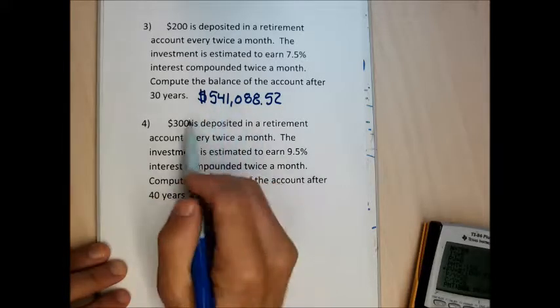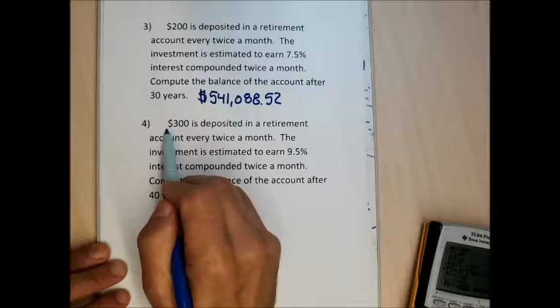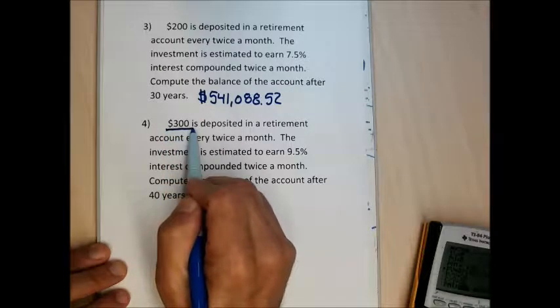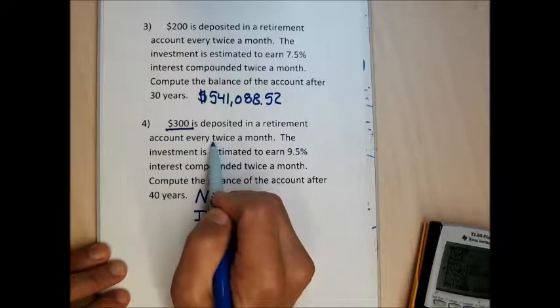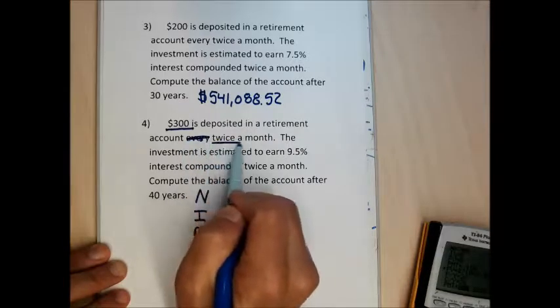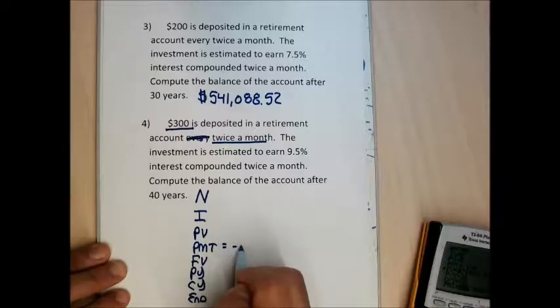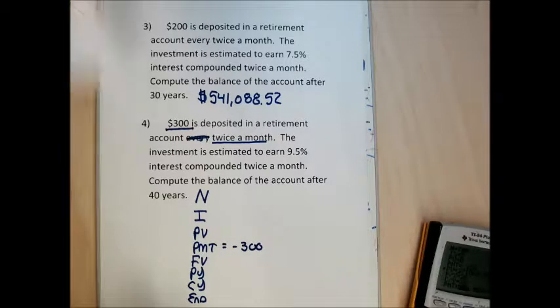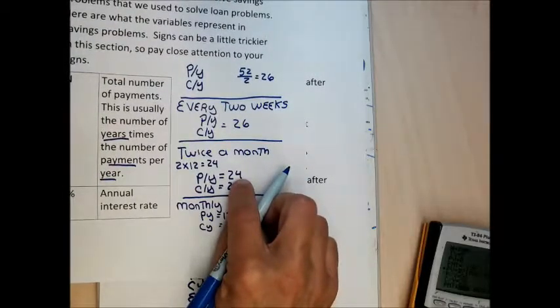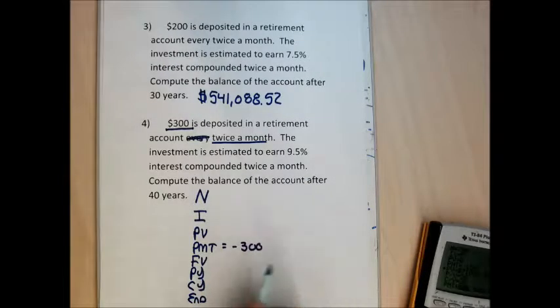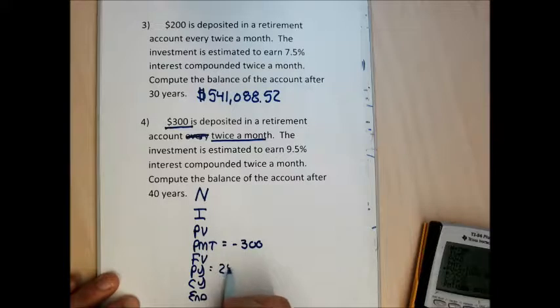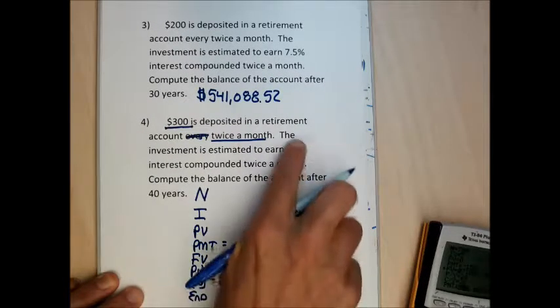So as I read through problem number 4, in the first sentence I see $300 is deposited in the retirement account every, should just say twice a month. And that 300 is a PMT. It's going to go in as a negative amount because it's money I'm spending. Twice a month is 24 for the PY and the CY. So for my PY and my CY, I'm going to put 24. Done with my first sentence, move on to the second sentence.